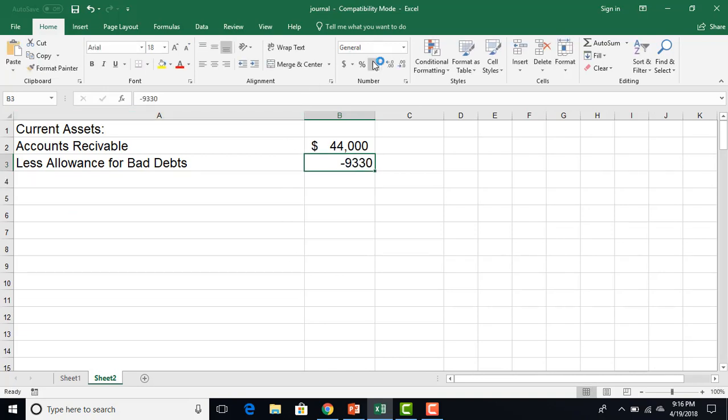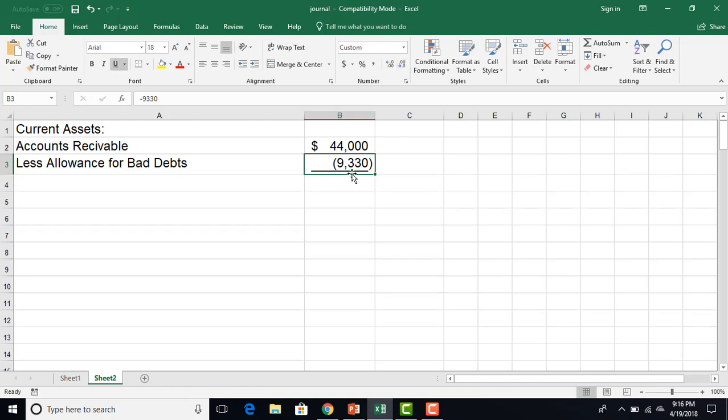I used that word less, so I want to make sure that I'm putting that number in parentheses, and then I'm just going to pull that net number for my receivables right next to it. So $44,000 less that $9,330 tells me my net accounts receivable balance is $34,670. So that is the way that I'll report accounts receivable on my balance sheet here for this company from Short Exercise 9.6. So that's it for the percent of sales method.